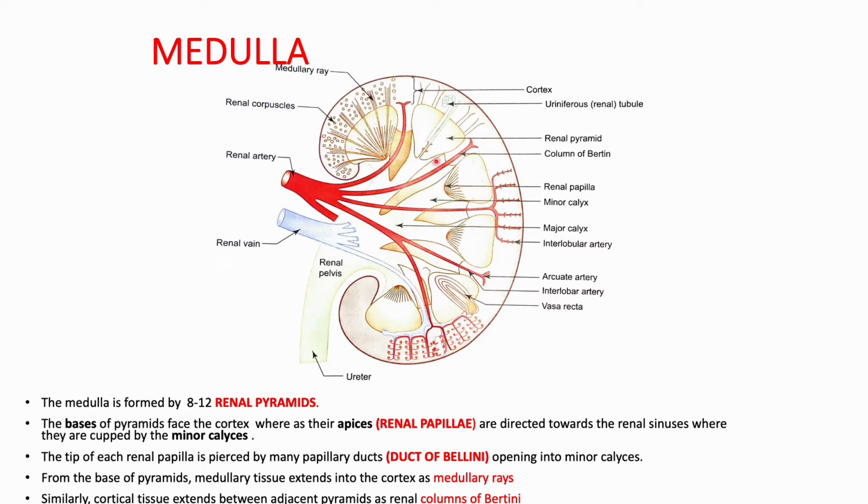At the tip of each of these papillae, we can see ducts called papillary ducts or the ducts of Bellini, which open into the minor calyces. At the base of each renal pyramid, we can see the medullary tissue extending into the cortex. This part of the renal medulla extending into the cortex is called the medullary ray. Similarly, the cortical tissue that extends between two adjacent pyramids is called the columns of Bertin.